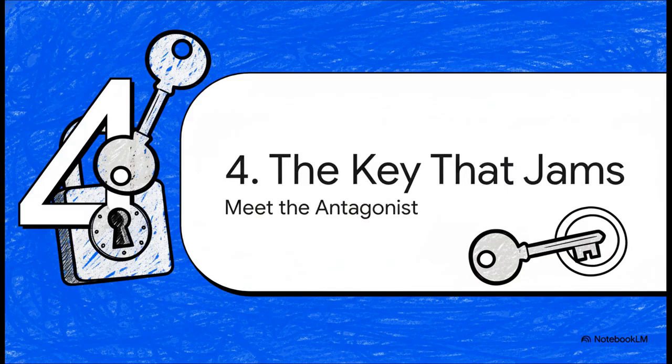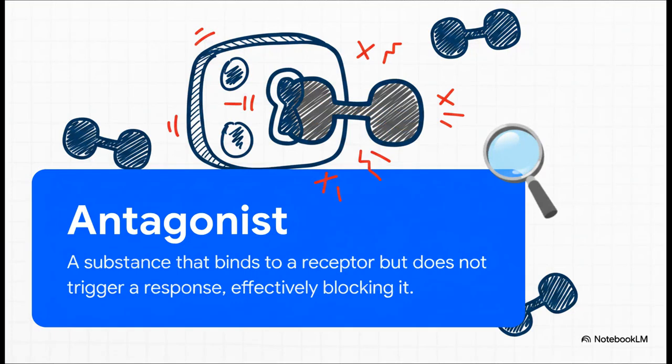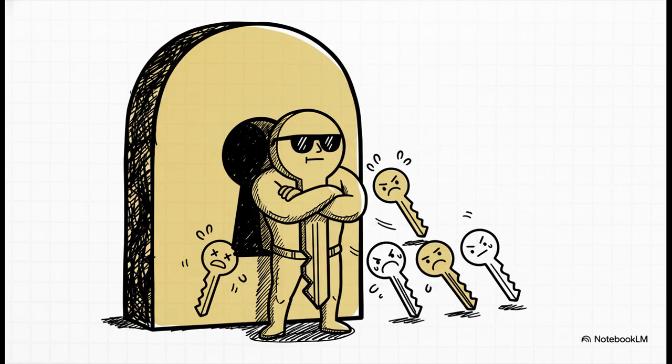Okay, so we've met the key that opens things up. Now let's talk about its opposite number, the key that jams the lock, the antagonist. Here's the flip side of the coin. An antagonist also binds to that same receptor. It fits just right, but, and this is the huge difference, it does not trigger any response. It just sits there. And by doing that, it physically blocks anything else from using that lock. So you know how agonists were the copycats? Well, antagonists are more like molecular bodyguards. Their whole job is to stand in the doorway and stop the body's own natural keys from getting inside to activate the receptor. They're all about blocking the signal.